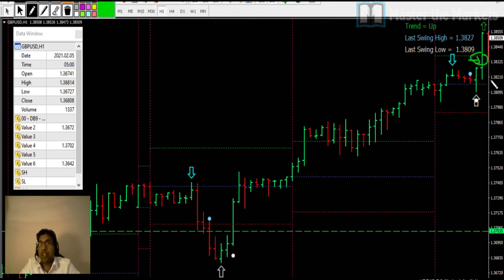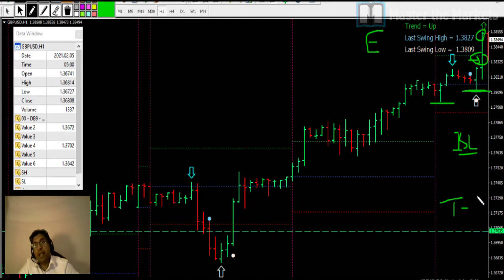Once it's taken out this line and closed above it, then we can enter on the close, and a stop loss for the low of the day, or the low of the swing. In this case, there was a 1 hour swing, so we will take it for here. That's where our ISL will go, and the TSL will basically be our trading stop loss management. Before I come to trading stop loss, our target will be at the range of the day.